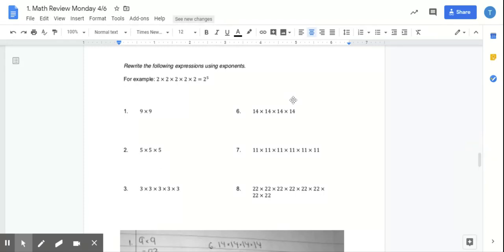So this one, you are working on expressions using exponents, okay? So the example right here, it says 2 times 2 times 2 times 2 times 2 equals 2 to the fifth power. So this fifth power represents how many times I just repeatedly multiplied 2 by itself. So that's why it has 2 to the fifth power, because I have 5 2s and I multiplied them all the way by 5 times.